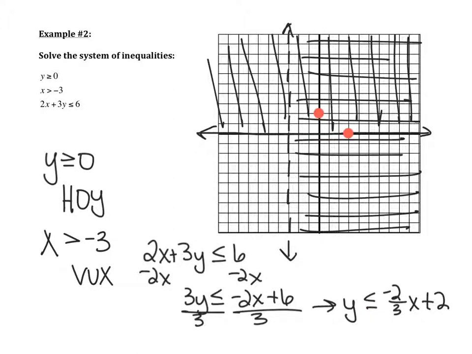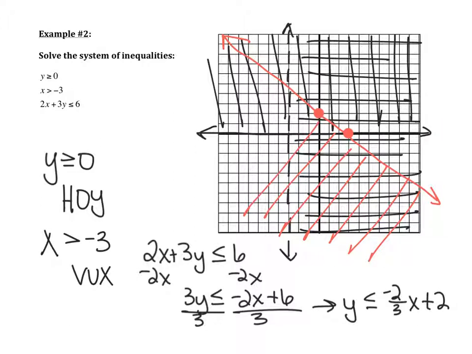This was equal to, so when I draw my line through this, I want to do a solid line, since you do a solid line when it's equal to and a dashed line when it's not equal to. And then it says less than, so I'm going to shade below it.